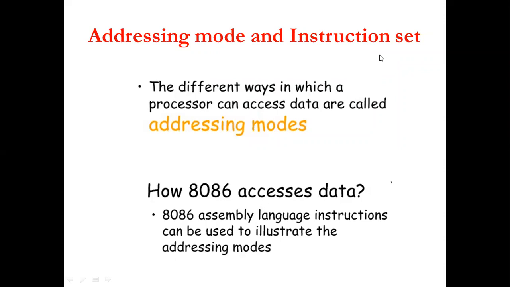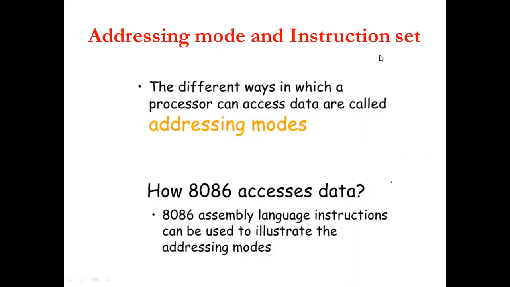Started here, the addressing modes and instruction set of the 8086 microprocessor. First, we start with the addressing modes of the 8086 microprocessor. We already know about the addressing modes of the 8085 microprocessor. The same applies to 8086 addressing modes: they are the different ways in which the processor can access data. Now, how does the 8086 access the data?